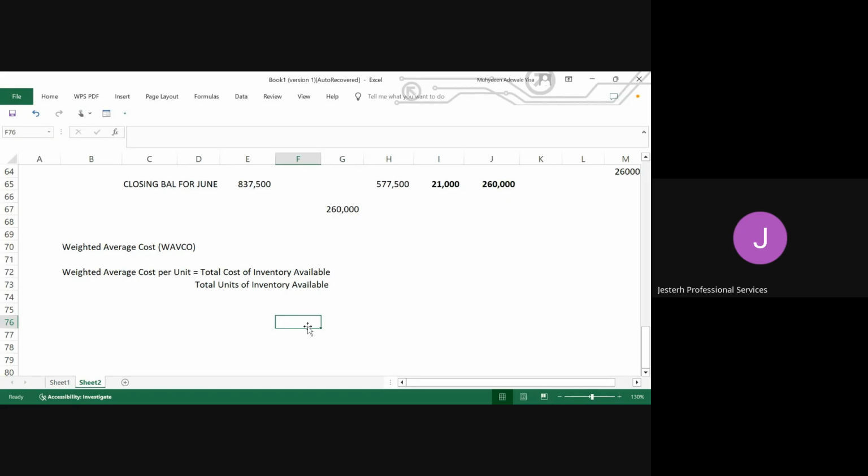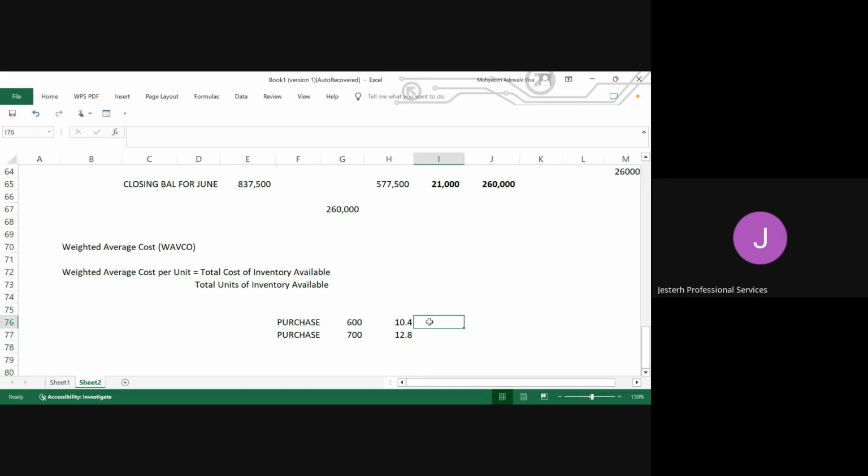Now, let's assume that we purchase 600 units of products at the rate of 10 naira 40 kobo, and then the following day, before we have issued out, we purchase another one. Let's say we purchase 700 at the rate of 12 naira 80 kobo.